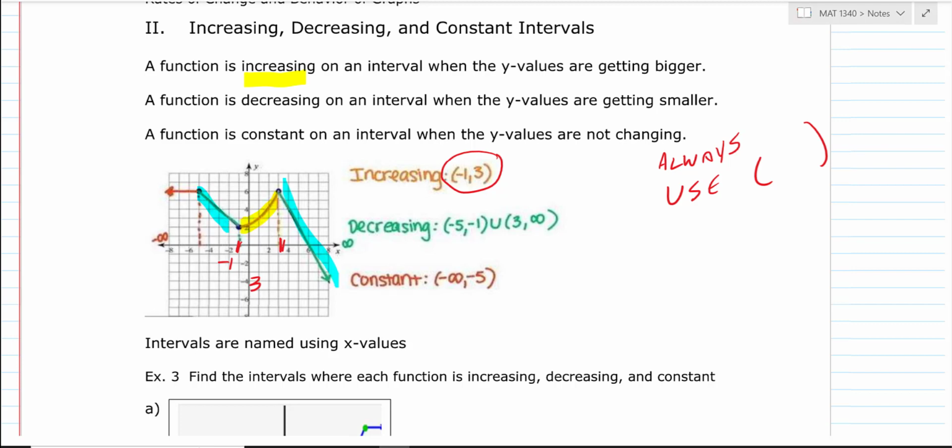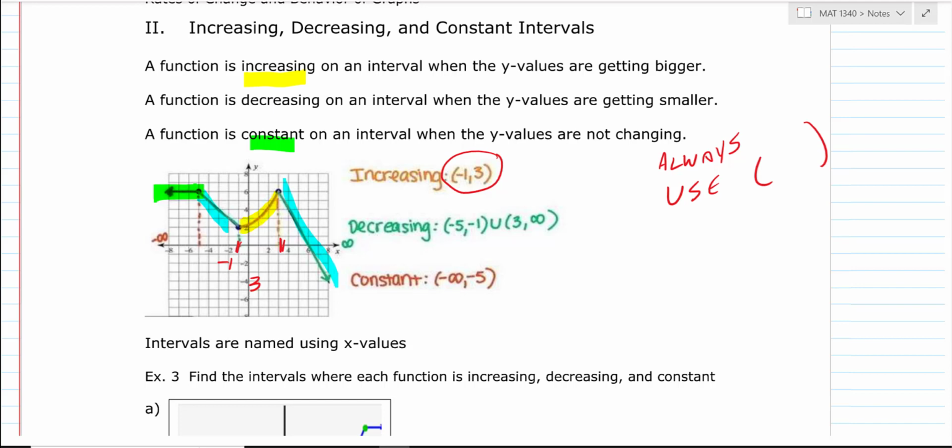Constant just means there's no change in the graph. So constant would be this piece right here that I'm highlighting in green. It just means it's level. Constant means the y values are not changing. Notice the way I did constant was -infinity until I get to -5. So those intervals are always open intervals, and you're looking at the x value. But keep it simple, just roller coaster. Increasing is uphill, constant is horizontal, and downhill is decreasing.